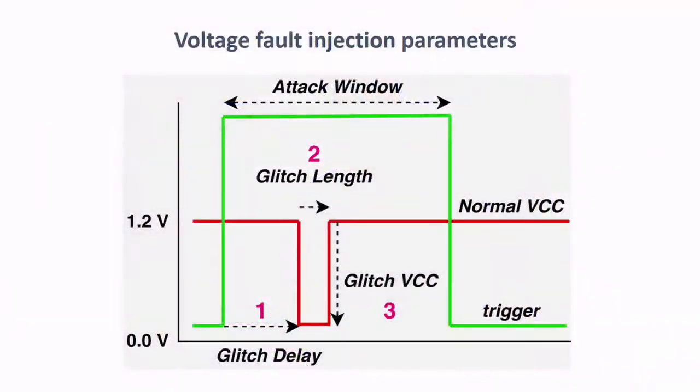So for all fault injection techniques, we need to take care of a bunch of parameters, and this will be different for the different fault injection techniques. The green line here denotes the trigger signal. That tells our glitcher, okay, get ready, and you're done. Between those two moments in time, there is the operation that we want to affect. And then the red line is the actual voltage signal.